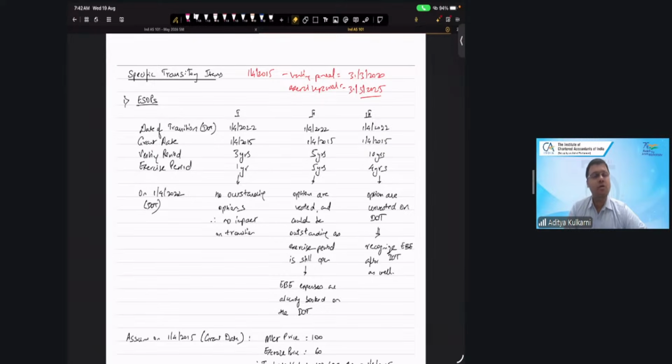Apart from that, you could also have certain vesting conditions, which could be performance related conditions. Service condition: you remain in employment. Performance condition is divided into two types. Market linked performance condition, you do not do anything. It is included in the fair value. You do not do anything.